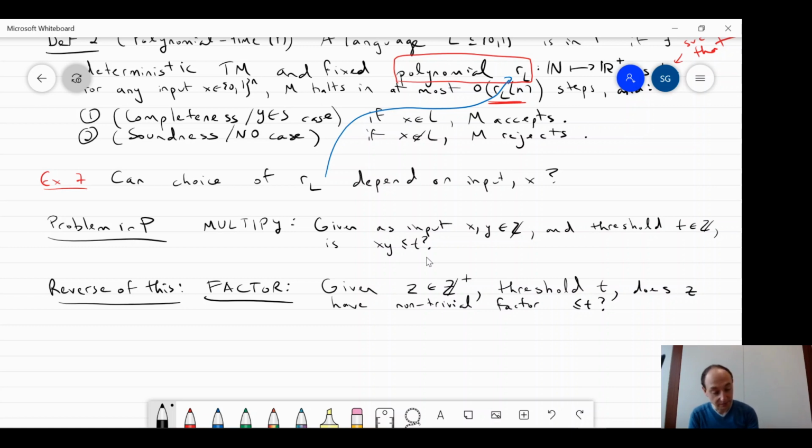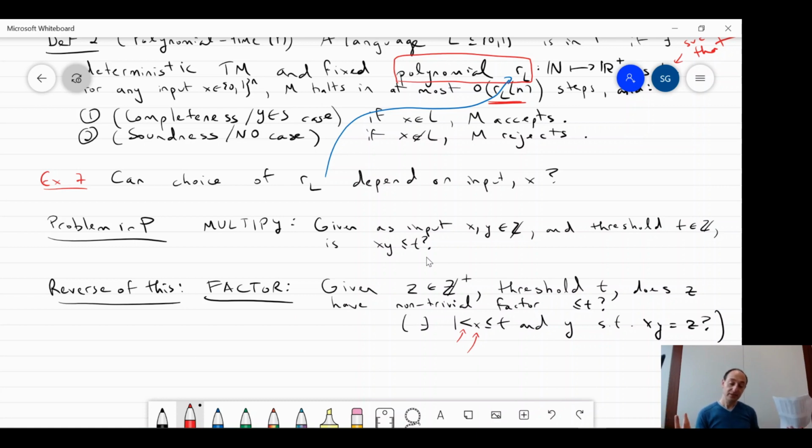Okay, so in other words, basically, do there exist integers x and y? Let me be a little bit more formal, such that xy equals z. So this is what I mean by a non-trivial factor. The factor x over here is strictly larger than 1, right? I don't want 1. Okay, so these are the two problems. These are the two problems we'll use to frame P and NP.